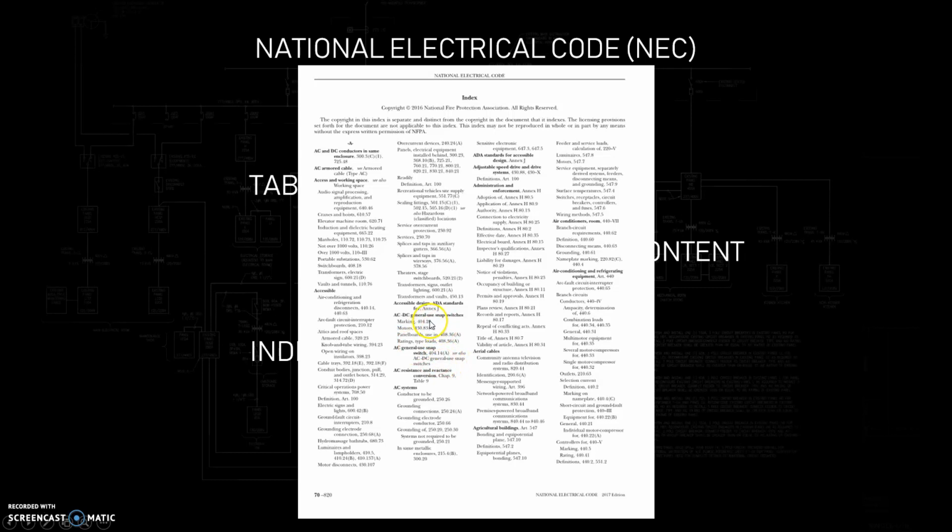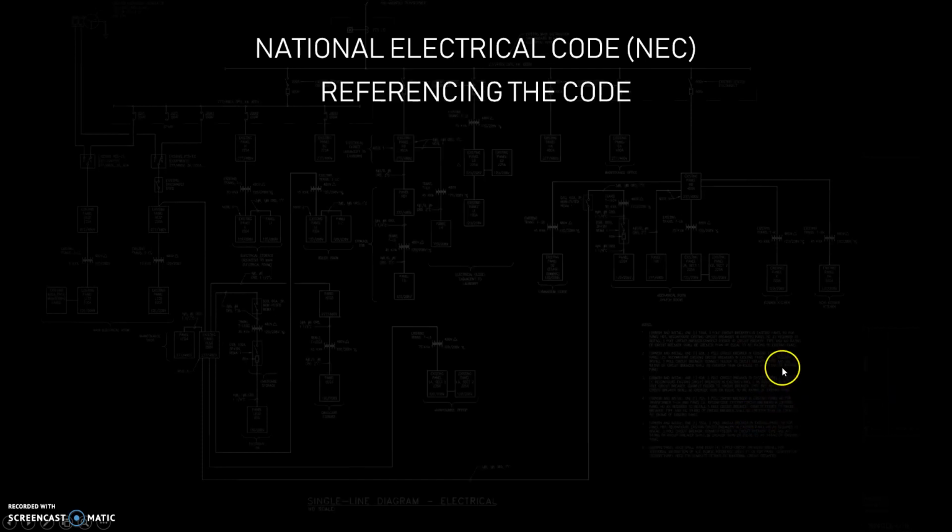So again, the table of contents is maybe a little quicker but less specific. With the index, you might spend a little more time looking for it, but it's more specific, and you'll sort of get your preference and learn which to use as you get more accustomed to using this NEC book, right?